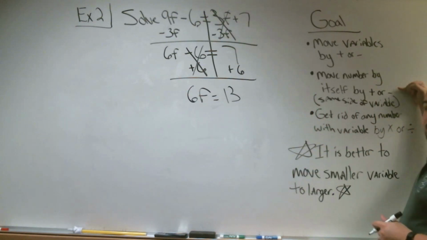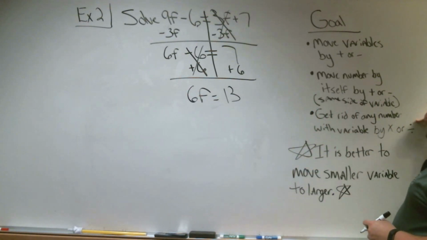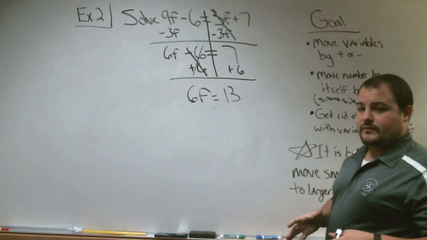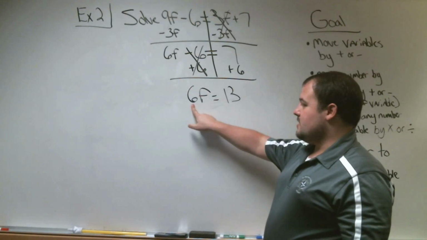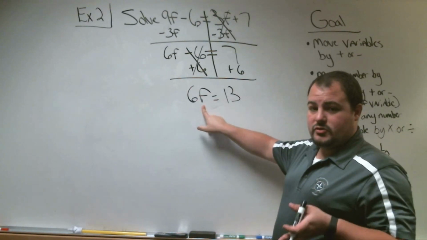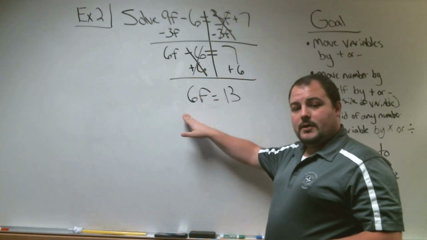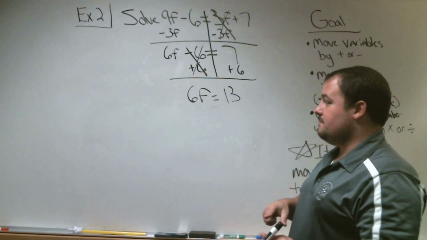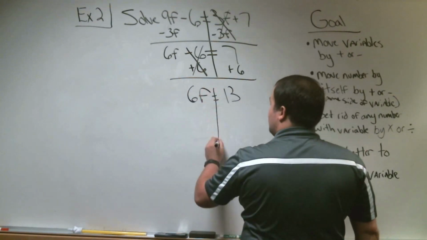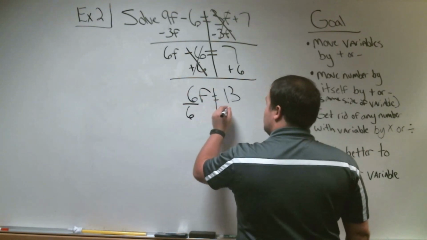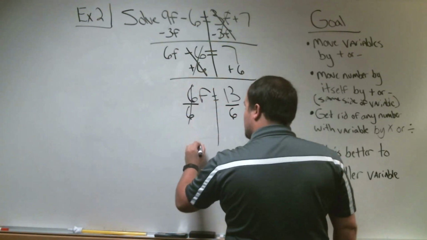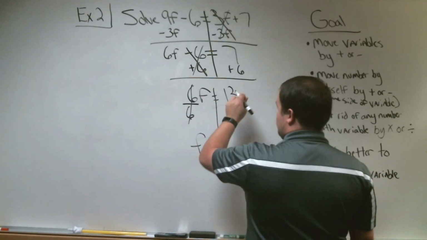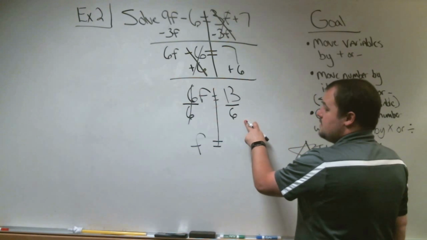So we did this. Last step is we need to get rid of any number with the variable by multiplying or dividing. So we look. This number is with the variable. What is that number doing to the variable? A number next to a variable means multiplication. Get rid of it by doing the opposite. So we're going to get rid of multiplication by doing division. And we're going to get f equals 13 over 6.